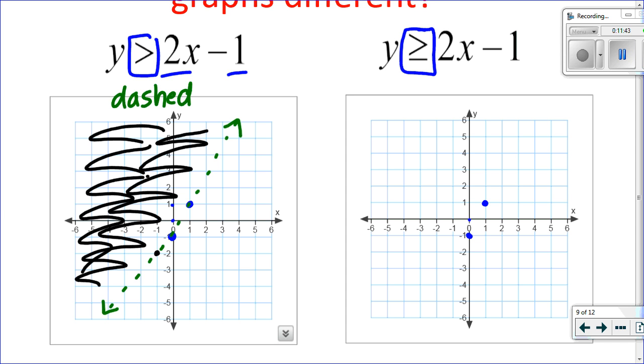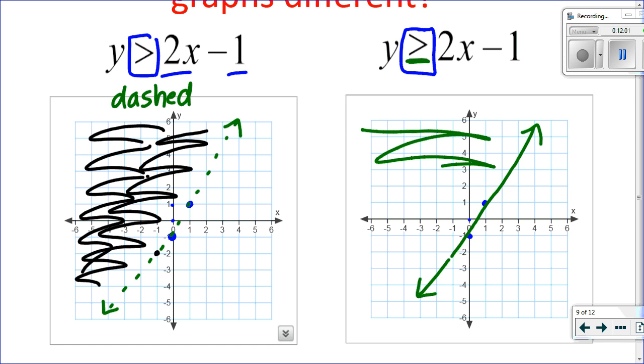Now this one is greater than or equal to. So in this case, I'm going to have a solid line, because everything on the line actually works this time, because it says y is greater than or equal to. So that line also represents solutions to this inequality.